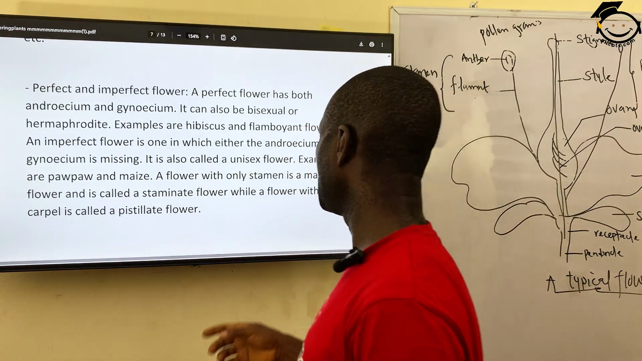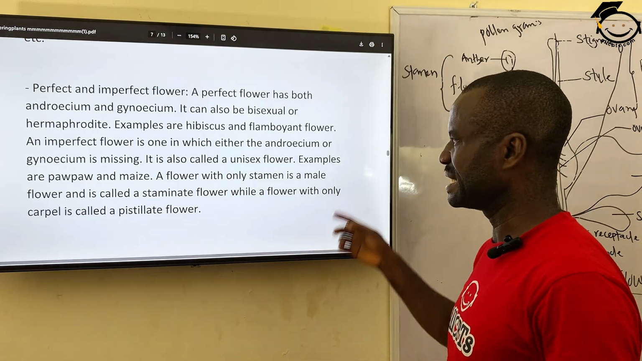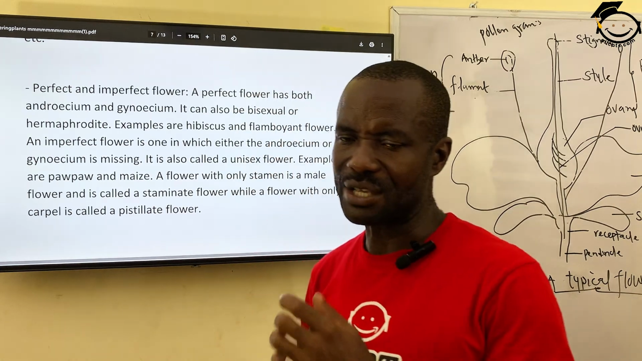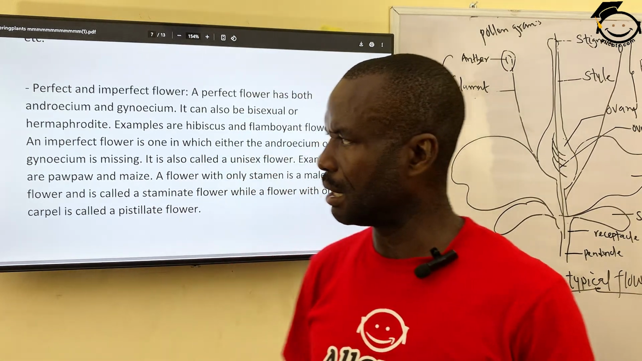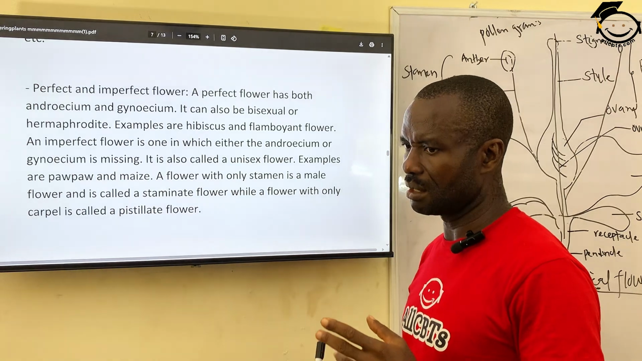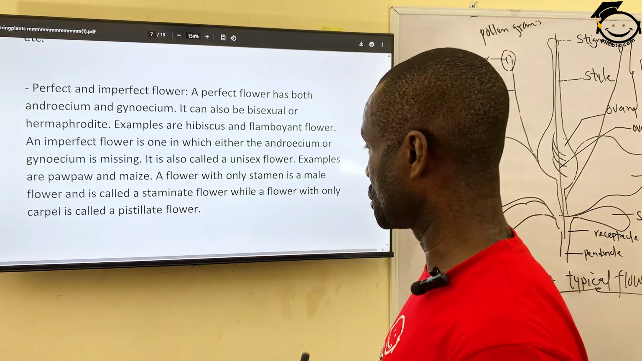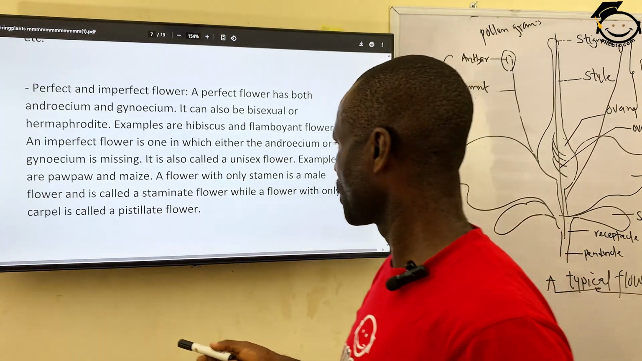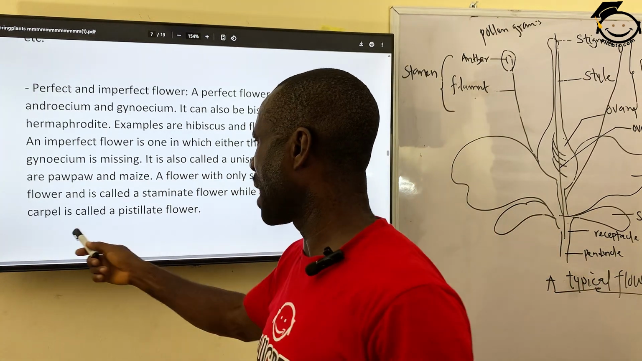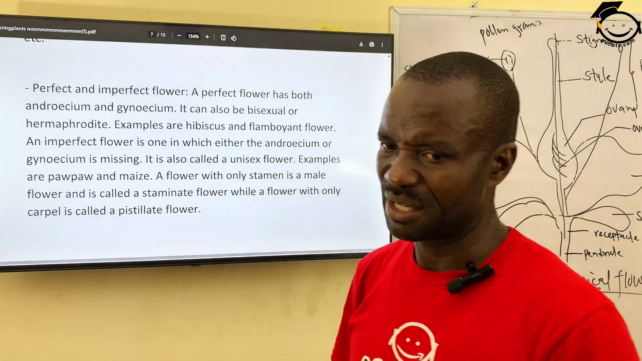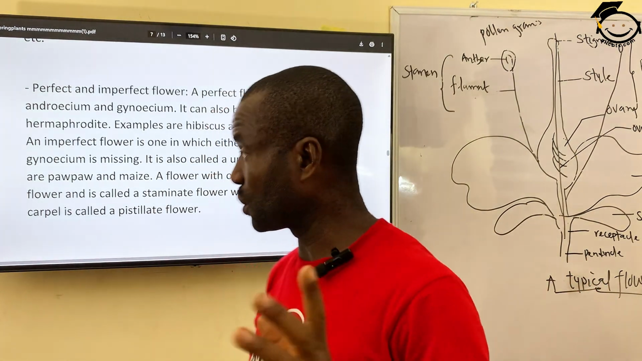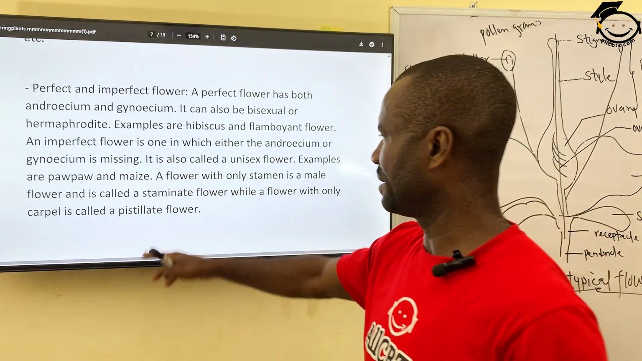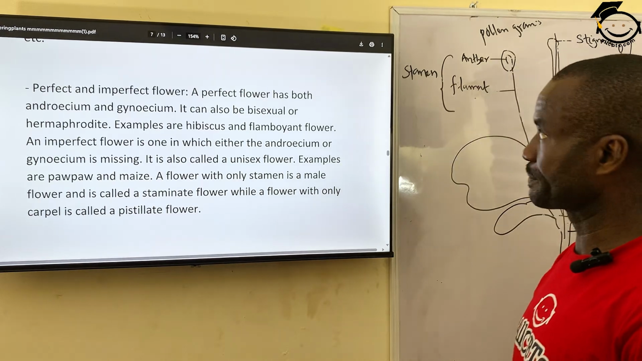A flower with only stamens is a male flower and it's called staminate. When the flower has only the male reproductive organ, which is the androecium, we call it staminate. While a flower with only carpels is called pistillate. It's possible for a flower to have just one of these structures. If it has the female, we call it pistillate. If it has the male, we call it staminate.